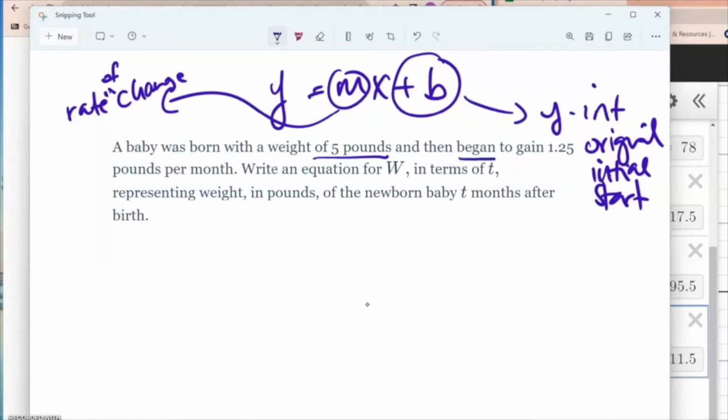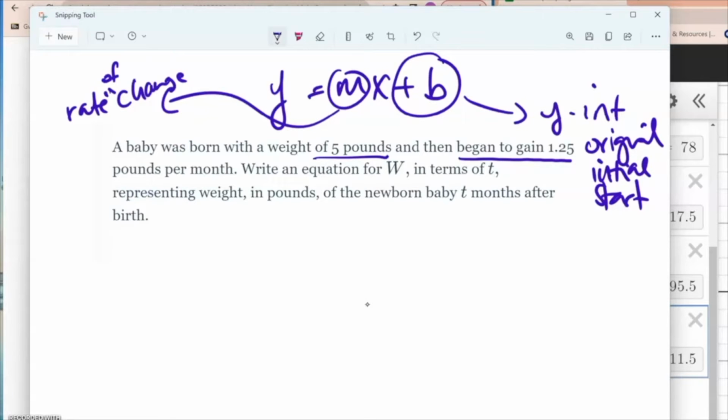and began to gain 1.25. So now that you know your second sentence, which one does 5 mean? So the baby is born with a weight of 5 pounds. Starts, okay, so that's 5 pounds is my y-intercept. So a baby starts with 5 pounds and then begins to gain.